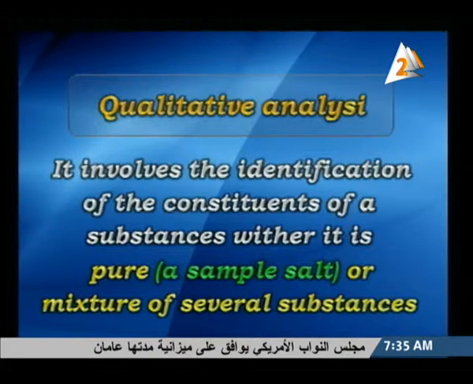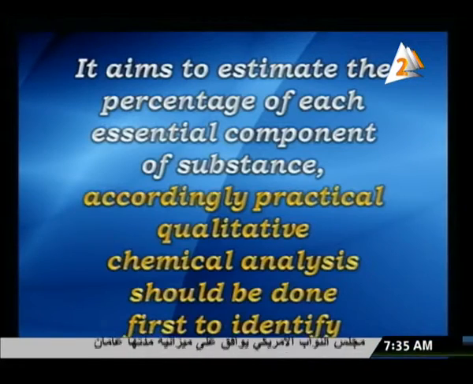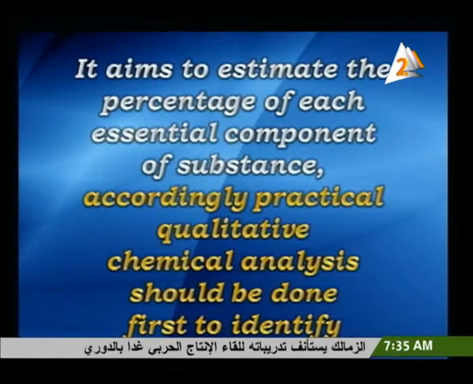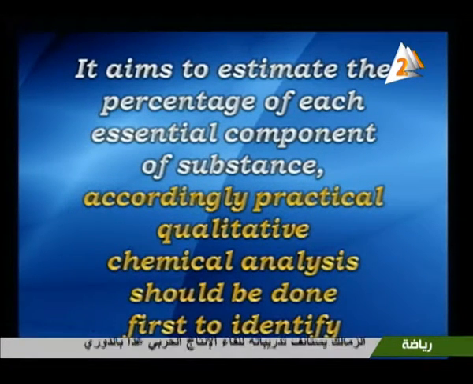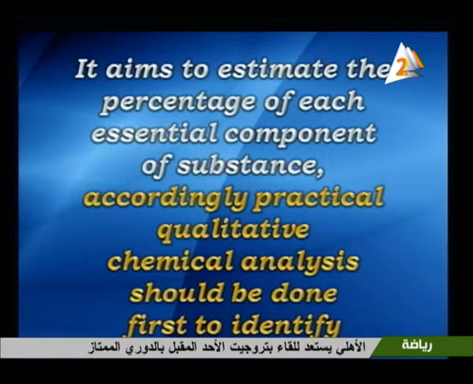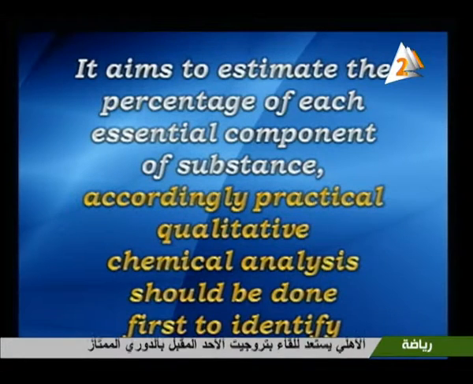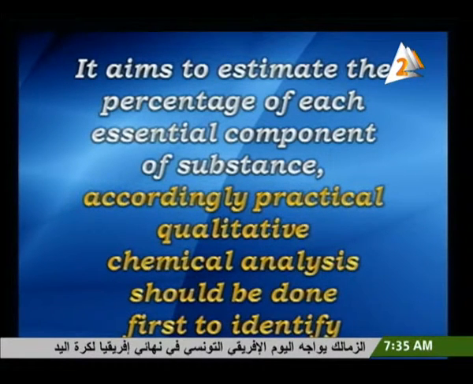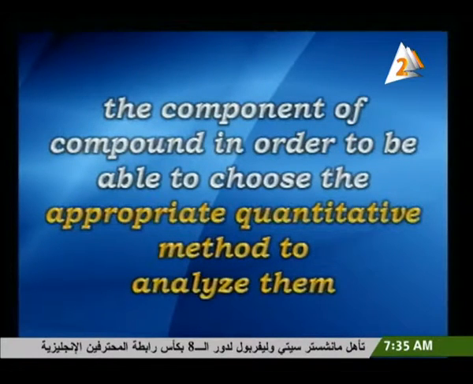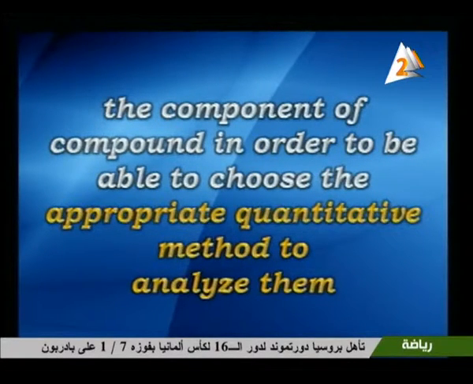Let's see what happens next. It aims to estimate the percentage of each essential component of the substance. Accordingly, the practical qualitative chemical analysis should be done first to identify each part, to identify the components of the compound. I want to know what its ions are, in order to be able to choose the proper quantitative method.